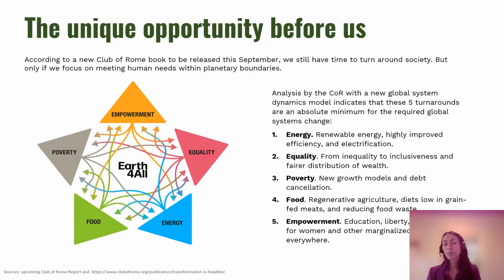And then the 5th one is empowerment, education, liberty of marginalized groups, especially women. There's a lot to unpack around gender equality, but in general, it just seems to make sense that if you need such enormous changes in the world, probably not a good idea to underutilize half the population.